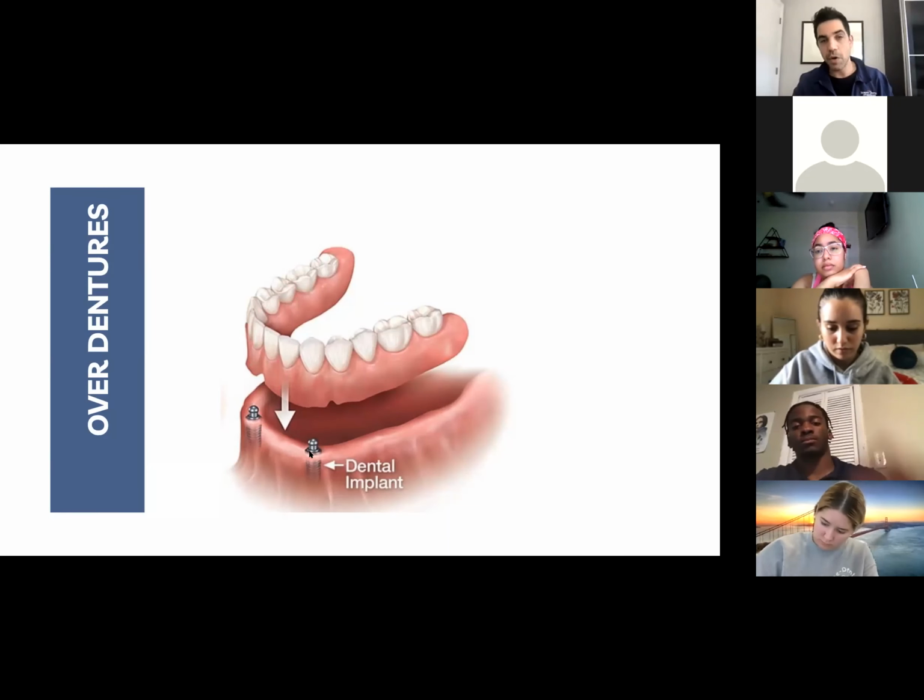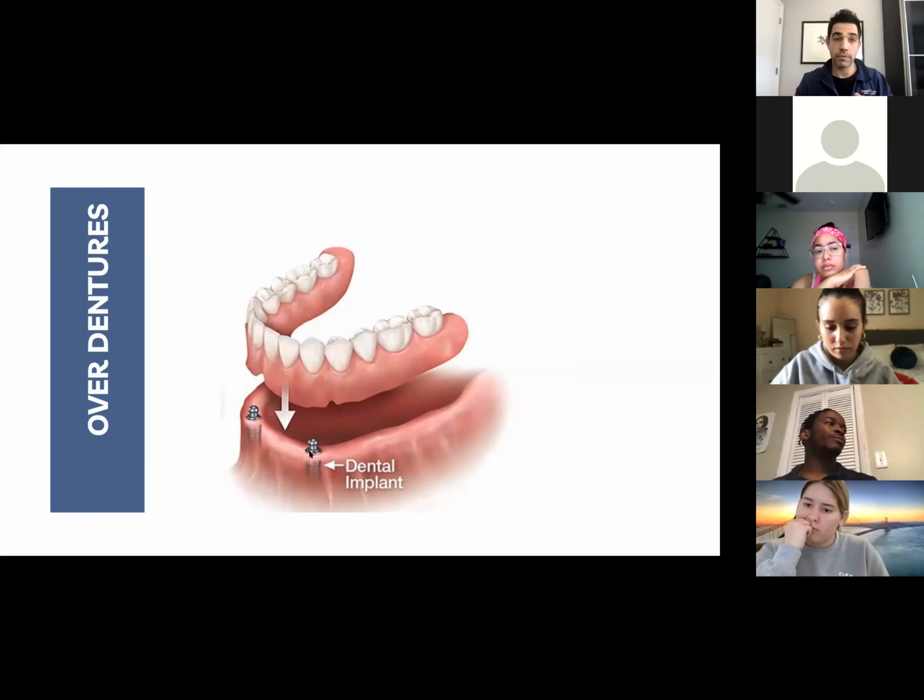And sometimes we do overdentures with 2, 3, 4 implants. It depends. Clearly, the more the better, right? For various reasons. One, it's going to be more stable still, right? If you have 4 implants versus 2 implants, right?